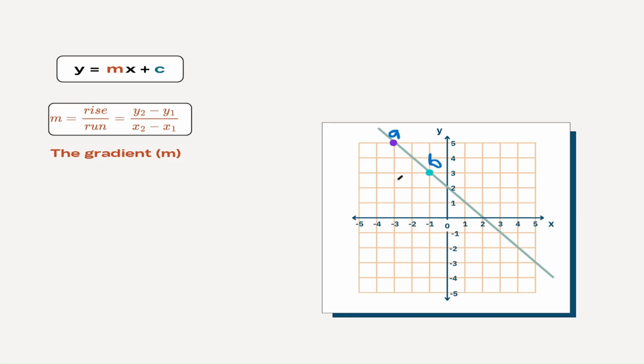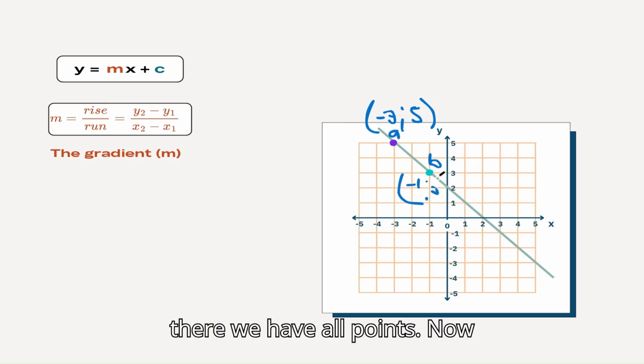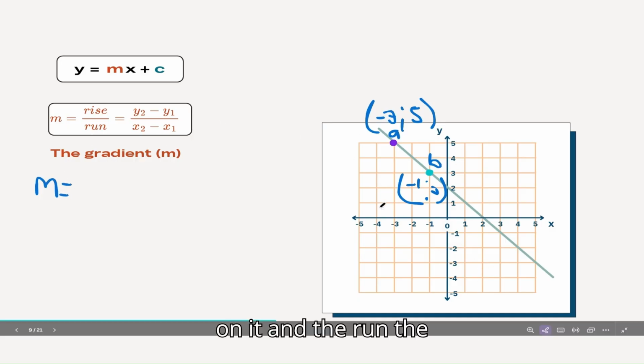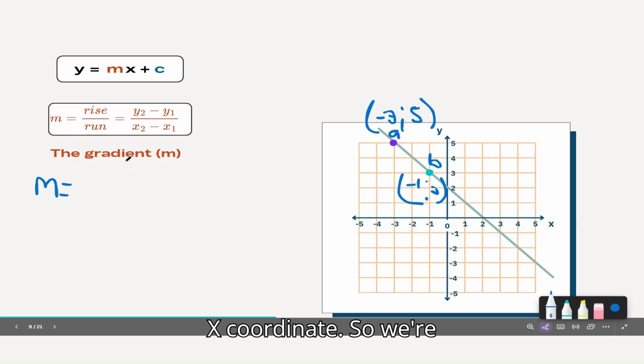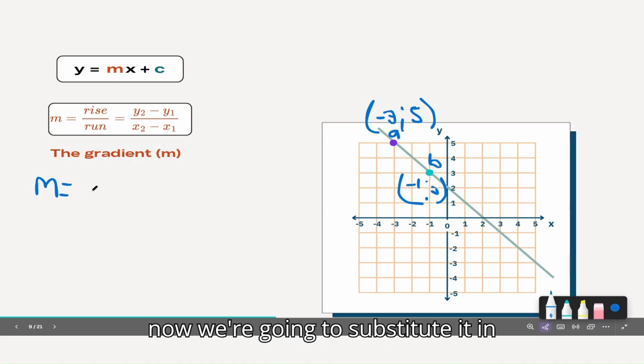So A's coordinates are -3, 5. And B's coordinates are -1, 3. Okay, so there we have all points. Now we can go and substitute it into our equation. M equals the rise, the y coordinate, and the run, the x coordinate. So now we're going to substitute it in.